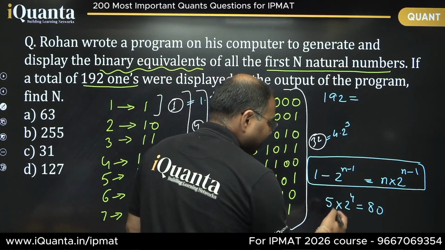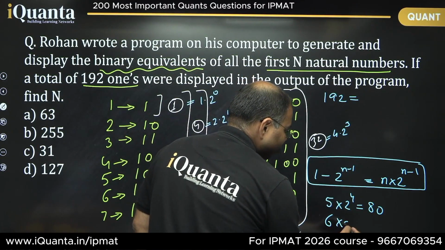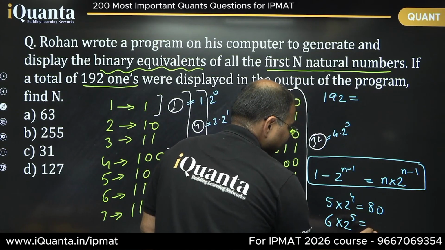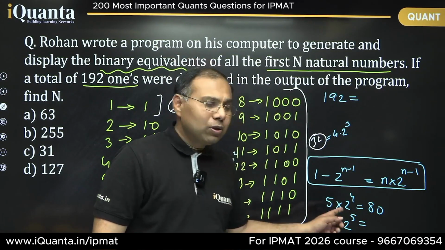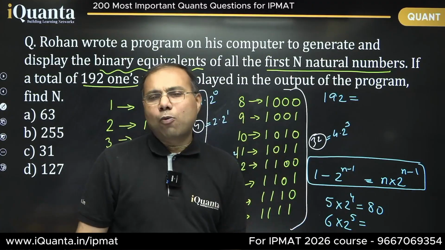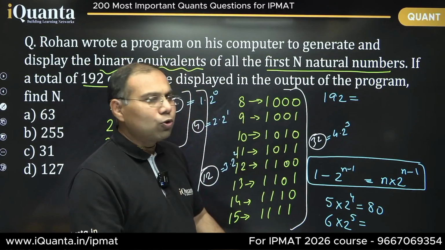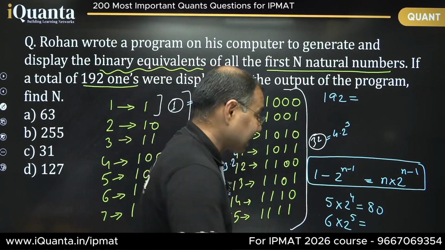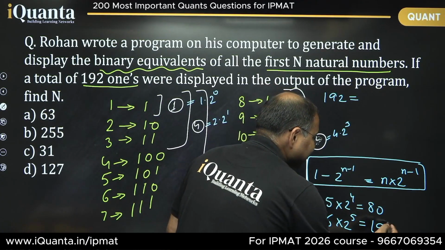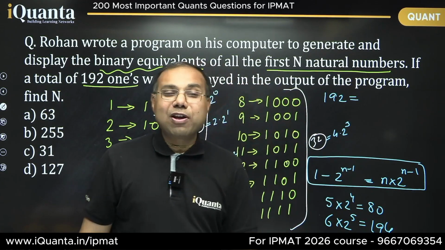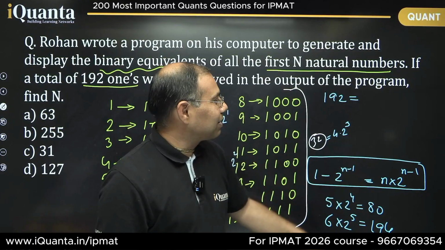So if I talk about up to 6, this would be 6 times 2 raised to power 5, right? Now 2 power 5 is how much? This is 32, and 32 into 6, how much is it? 32 into 2 is 64, 64 into 3 is 192. Yes, it satisfies. That means we have got it. So basically this n is nothing but 6 here, right?